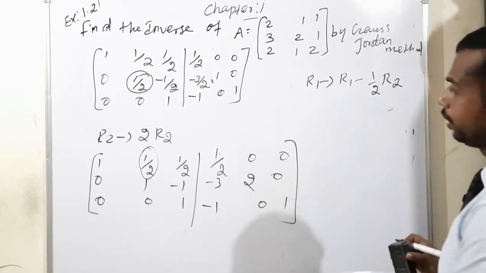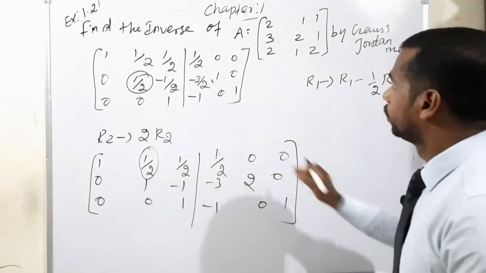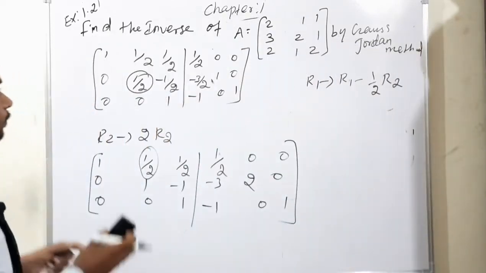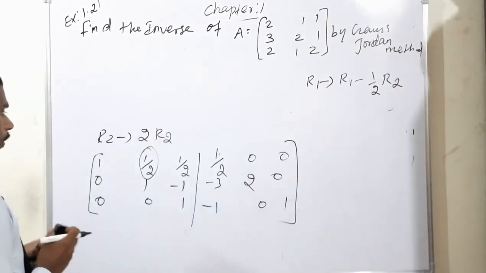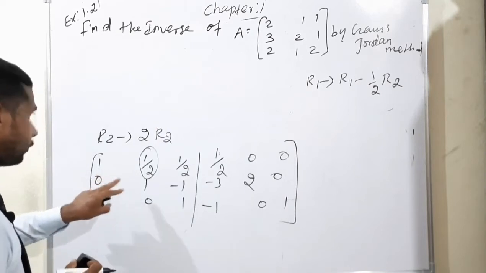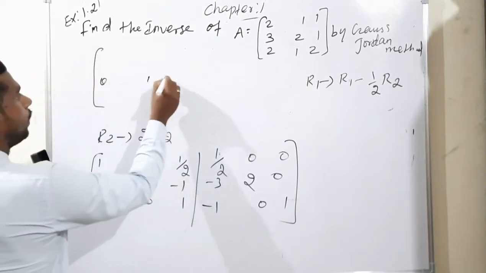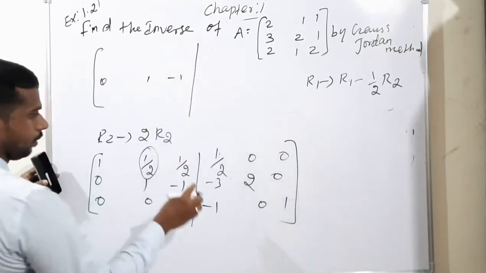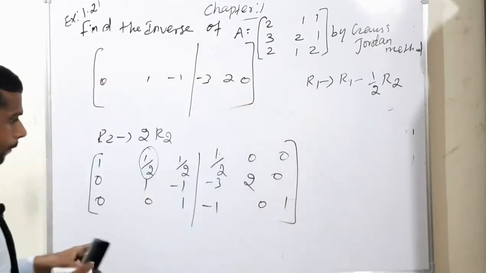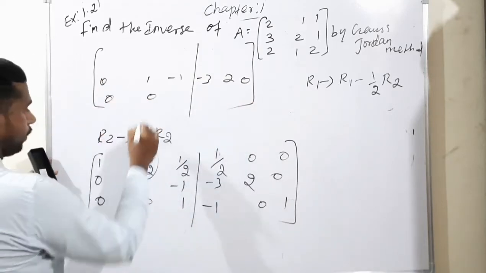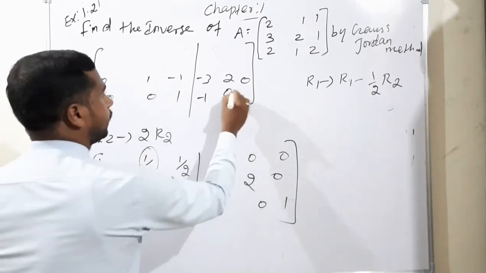Okay, listen very carefully. 1 by 2 into R2, we will get 0. How? R1 only, isn't it? So R1 gives R1 minus 1 by 2 into R2. What will happen? R1 minus R2, and R3 as it is. Listen very carefully, R2 and R3: R2 is 0, 1, minus 1, then minus 3, 2, 0, then R3 also 0, 0, 1, then minus 1, 0, 1, isn't it?